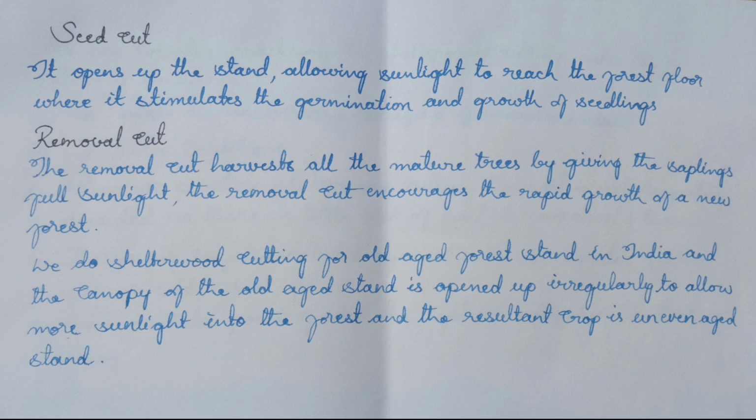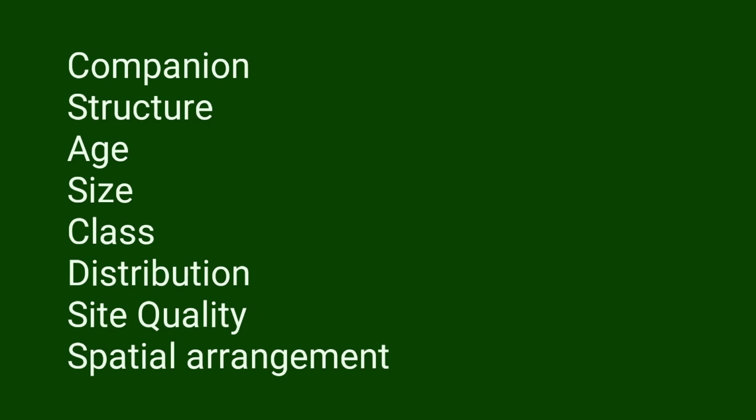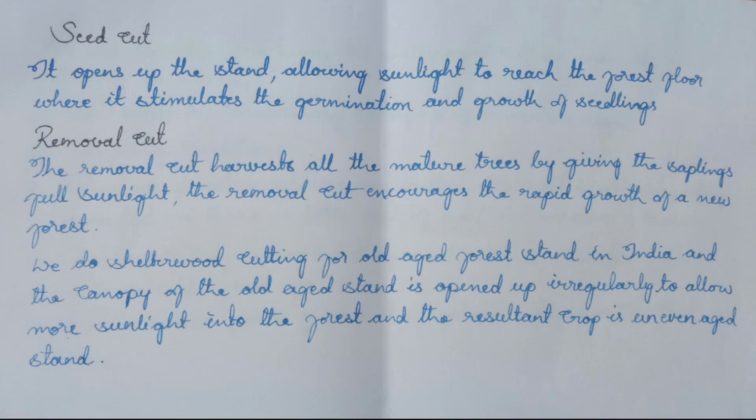See, a stand is a community of trees which are uniform in composition, structure, age, size class, distribution, site quality, and spatial arrangement. If an area in the forest has a community of trees which are uniform in all these things, then such a community of trees will be considered a stand. That's how there are many different stands in a forest. A forest is a collection of different stands. Doubts got cleared? So far, all good, right?